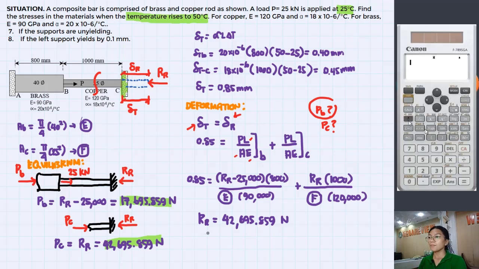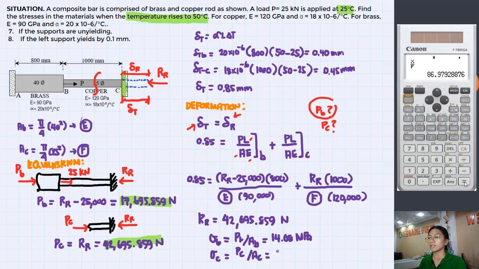Unahin natin dito sa brass rod natin. That is force of brass rod over the area of the brass rod. That is 14.08 megapascal. For the copper rod naman, this is force of the copper over the area of the copper rod.